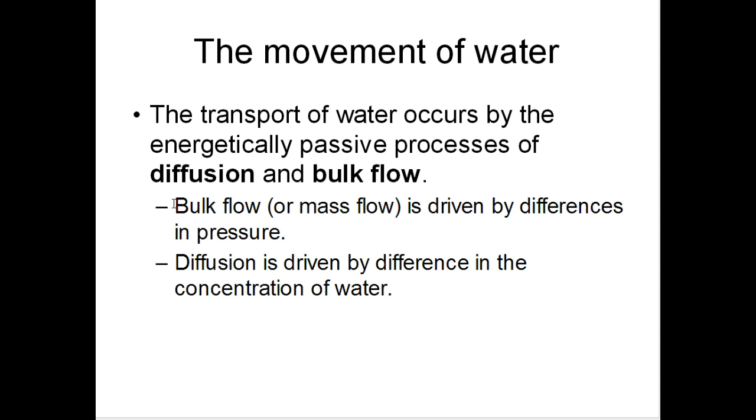So it's moving down a pressure, and it's moving, though, as a bulk. So diffusion, we're talking about individual molecules moving until they get to equilibrium. With bulk flow, water does not move through a garden hose one molecule at a time. It moves as that continuous column. It's being pushed by the water pressure through the hose.